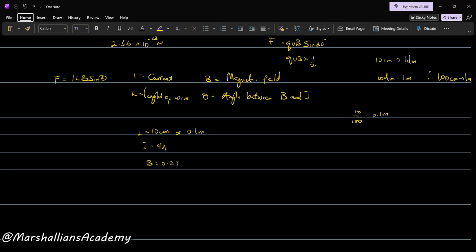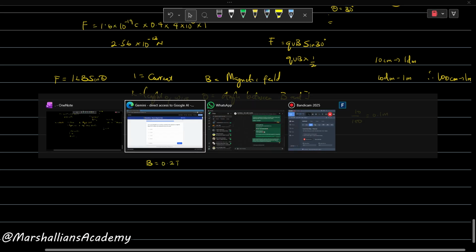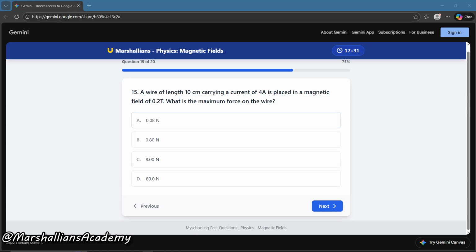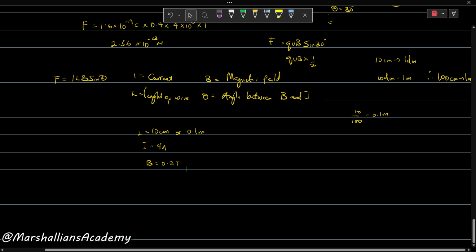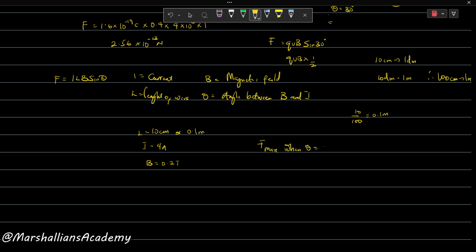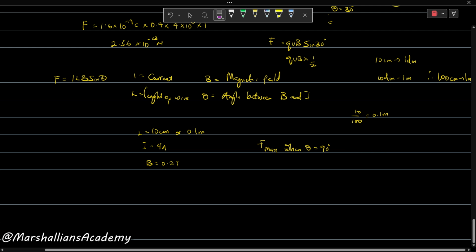Now the question is, what is the maximum force? Don't forget, the maximum force would occur, I told you, when theta is equal to 90, because sin 90 is equal to 1, and it is bigger than the sine of any other angles. You understand? So therefore I know that theta has to be equal to 90.